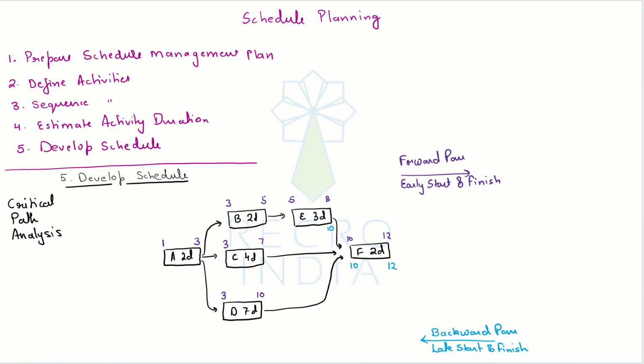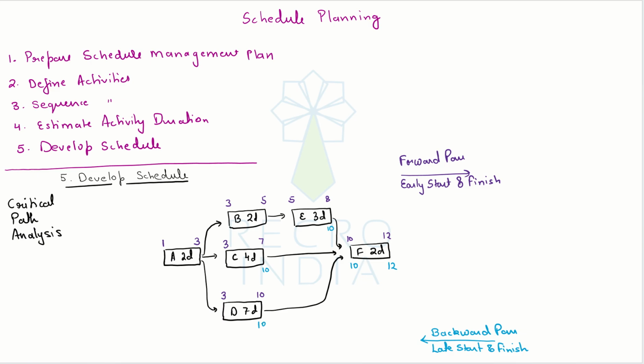Don't look at the dates on the top. Now we are doing a fresh calculation where we are ignoring what's written on the top of the box. We are just going with the backward calculation and saying that F has to start on 10th. So that means E can latest finish by 10th. C can also latest finish by 10th. D can also latest finish by 10th.